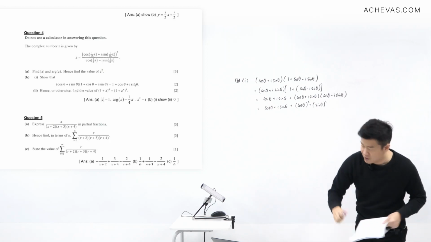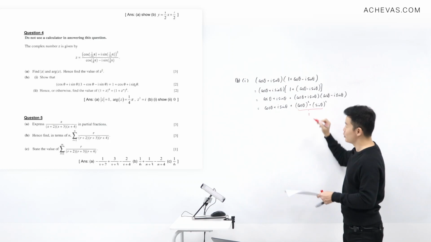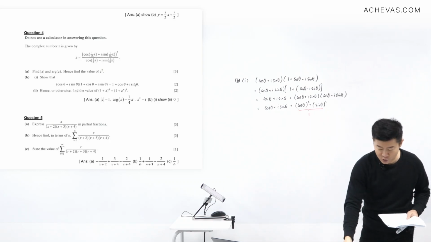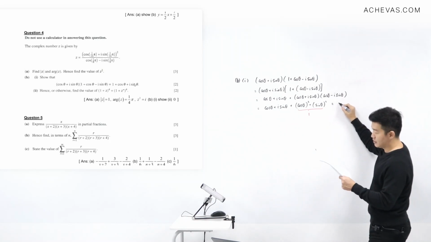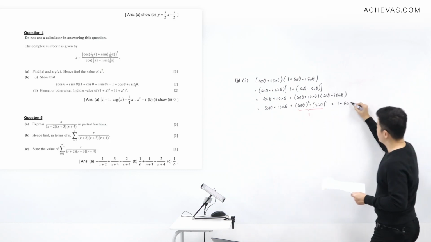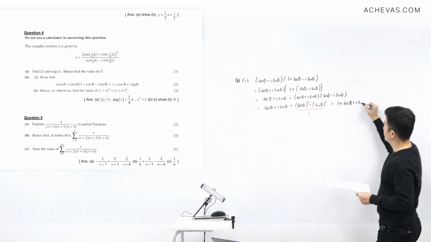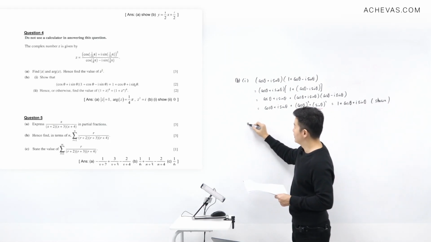Let me write it down here. According to trigonometry, it's not even a complex number now. This is going to be equal to 1, a trigonometric identity. So now what we have is 1 plus 1 from here, plus this cosine theta plus i sine theta. Then this is what the question wants us to show. Shown. Let's take a look at part 2.